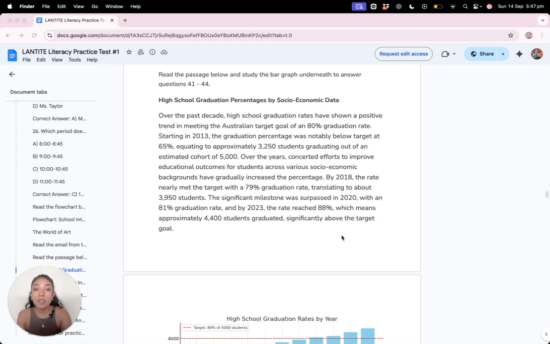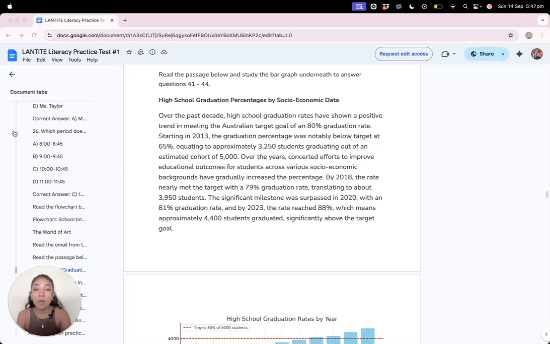Over the years, concerted efforts to improve educational outcomes for students across various socioeconomic backgrounds have gradually increased the percentage. By 2018, the rate nearly met the target with a 79% graduation rate, translating to about 3,950 students.